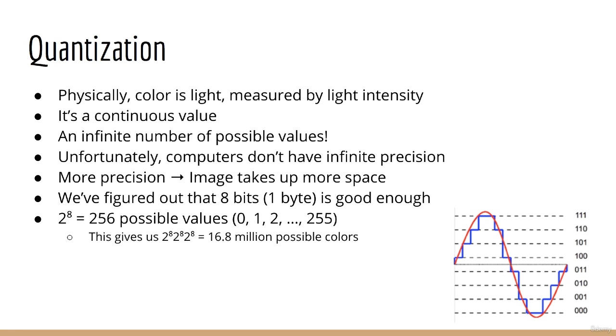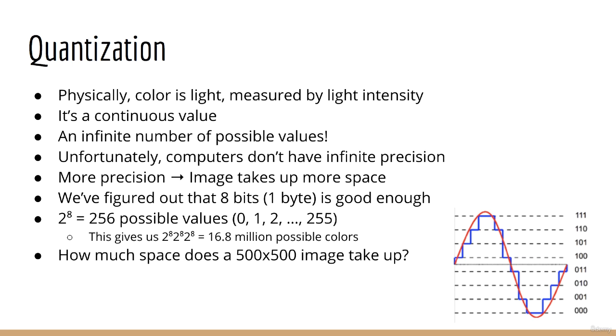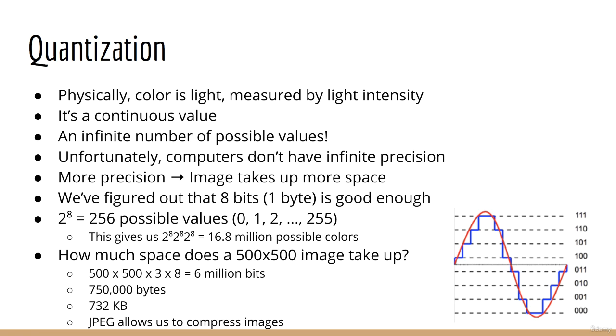Now, using this, we can actually calculate how much space it would take to store a raw image. Suppose we have an image of size 500 by 500. Then the number of bits it requires would be 500 times 500 times 3 times 8. That's 6 million bits. If we divide that by 8 to get bytes, we get 750,000 bytes. That's equal to about 732 kilobytes, which is almost 1 megabyte. You might realize that this is quite large for a 500 by 500 image, which is why we have image compression algorithms, such as JPEG, that help us store image files in a much more compact format.